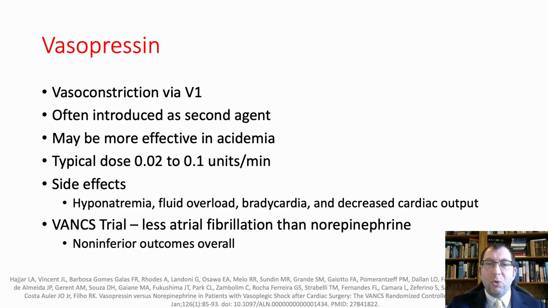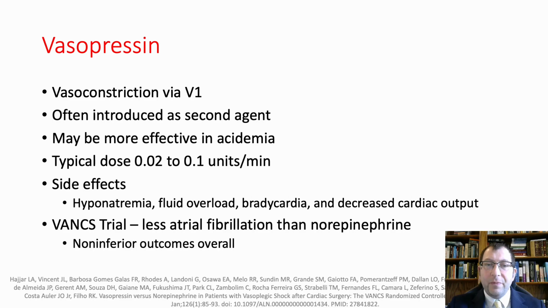Typical doses are 0.02 to 0.1 units per minute, but most maintain a stable dose of around 0.04 rather than titrate this medication. Although vasopressin is typically introduced as a second agent, the VANCS trial and a few others brought into question whether it should be the first agent used.